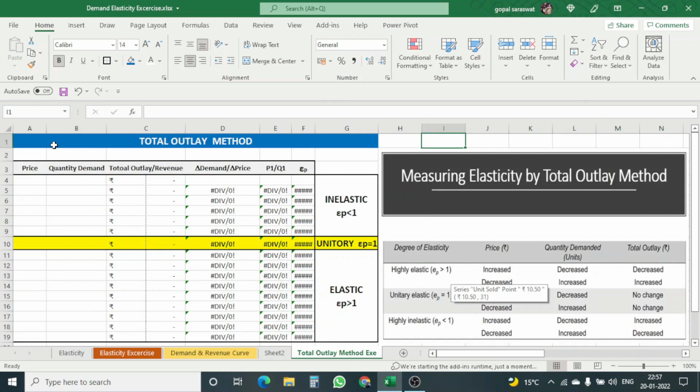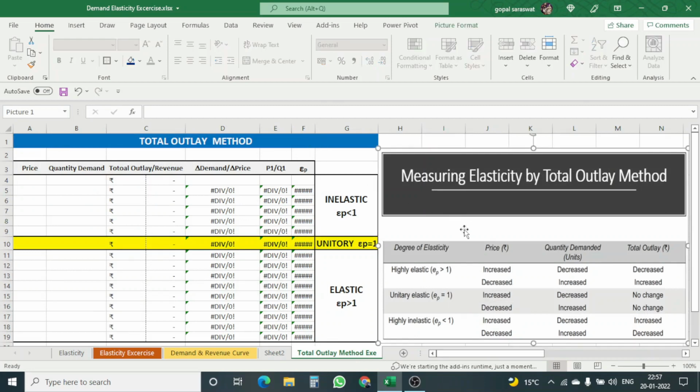Here you can see the total outlay method depends upon three things. The degree of price elasticity depends upon the price, quantity demand and the total outlay. We are discussing the relationship of these three under total outlay. So first of all, we have to identify the price. Here I am taking a hypothetical example of prices.